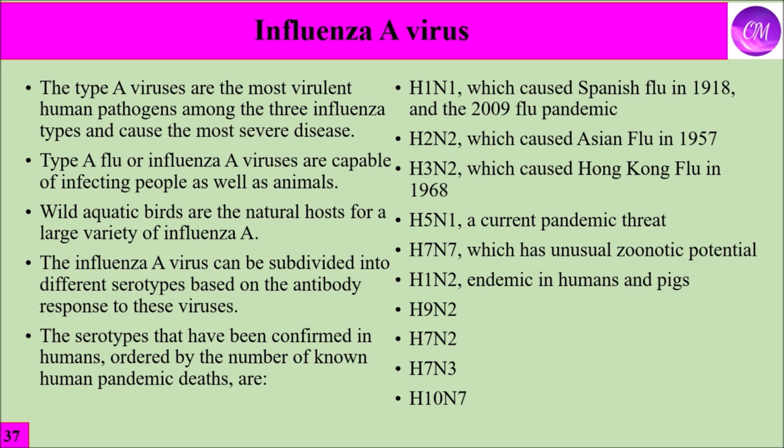The serotypes that have been confirmed in humans, ordered by the number of known pandemic deaths, are H1N1, which caused Spanish flu in 1918 and the 2009 flu pandemic, H2N2, which caused Asian flu in 1957, H3N2, which caused Hong Kong flu in 1968, H5N1, a current pandemic threat, and so on.